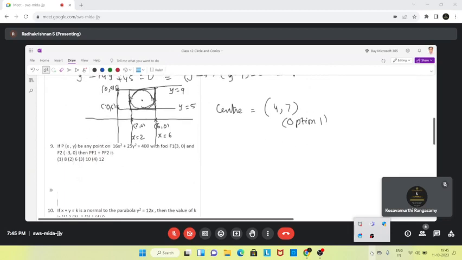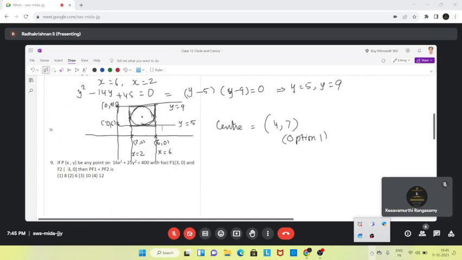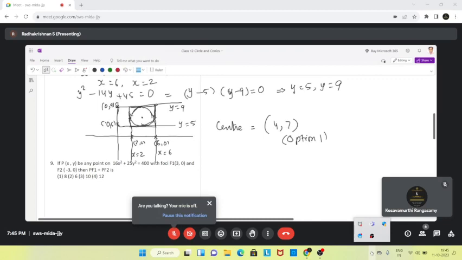Let's look at this problem. I hope you are clear with this problem, right? You understand, right? All of you? Okay. Let P be any point on this graph: 16x square plus 25y square equal to 400.